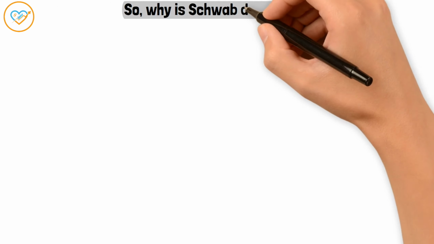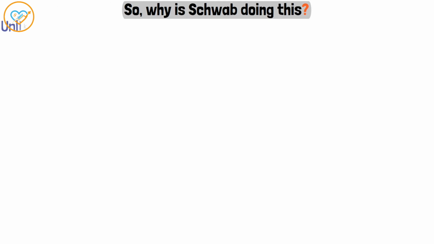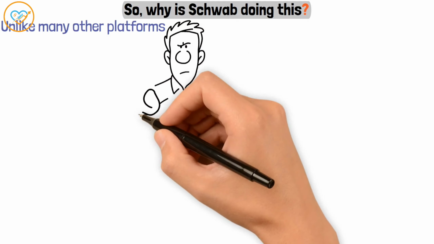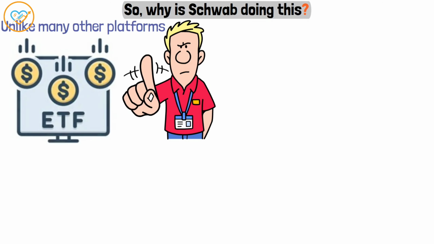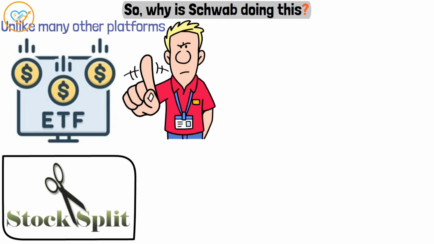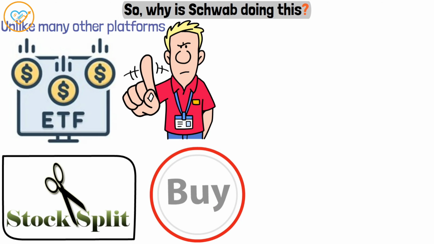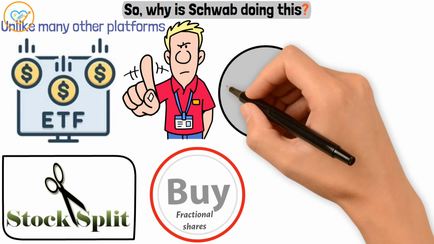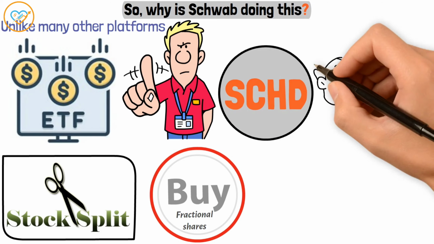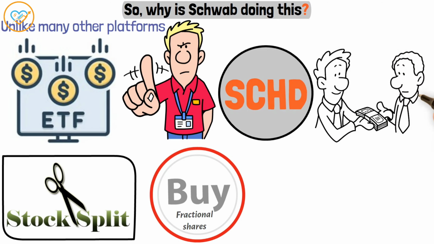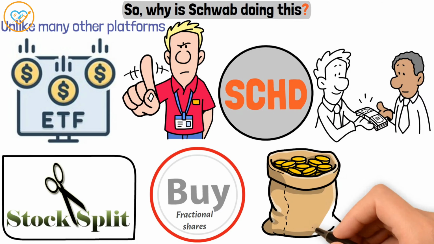So why is Schwab doing this? Unlike many other platforms, Schwab doesn't offer fractional trading for ETFs. This stock split will make it easier for investors, especially those who can't or prefer not to buy fractional shares, to get involved with SCHD. More accessible prices mean that a wider range of investors can participate in this popular dividend-focused ETF.